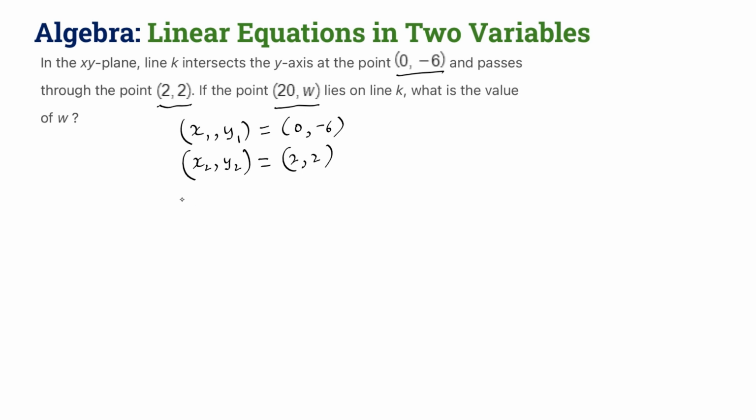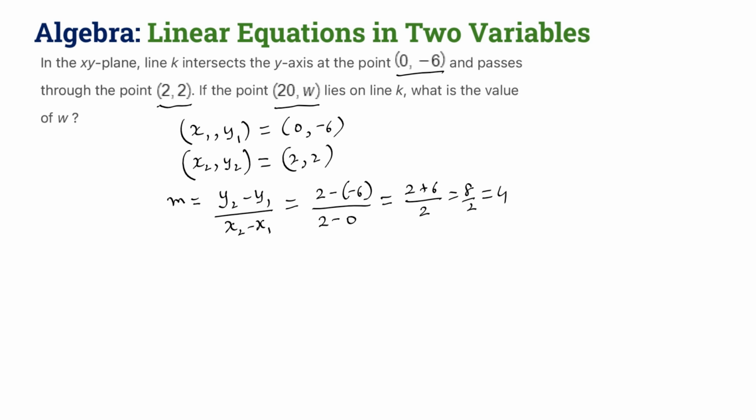Okay. We can find the slope m of this line K by the formula y2 minus y1 over x2 minus x1, which is going to be 2 minus (-6) divided by 2 minus 0. And so this becomes 2 plus 6 over 2, which is 8 over 2, 4. So our slope for this line is 4.